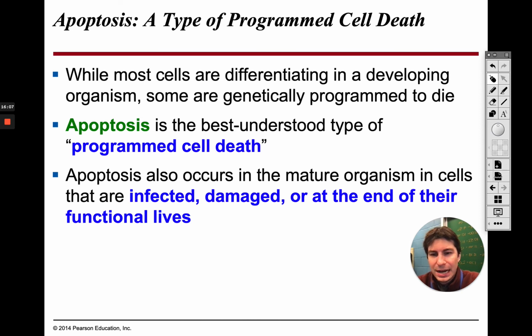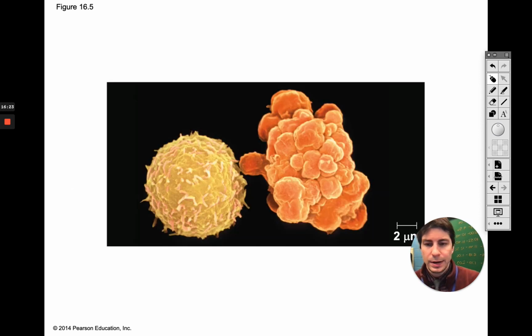Well, a few examples your book gives are if the cells are infected by something, if they're damaged, or if they're not functioning correctly anymore. There's one other reason we would go through apoptosis that we're going to go over in a minute. So here, on this side, there is a white blood cell.